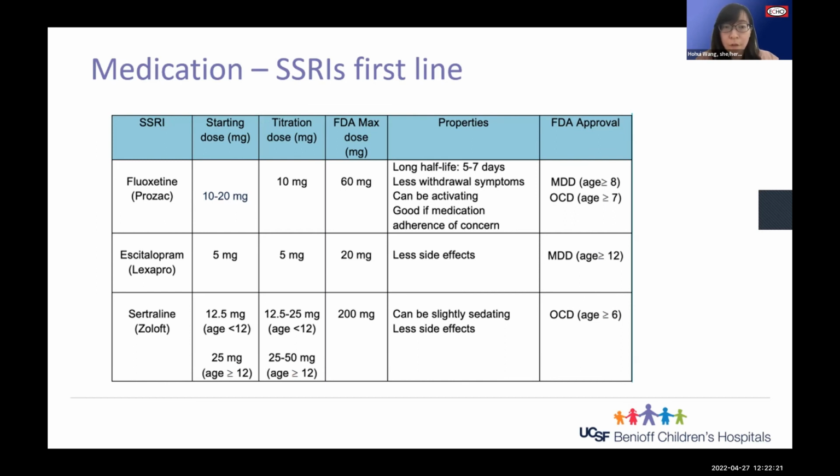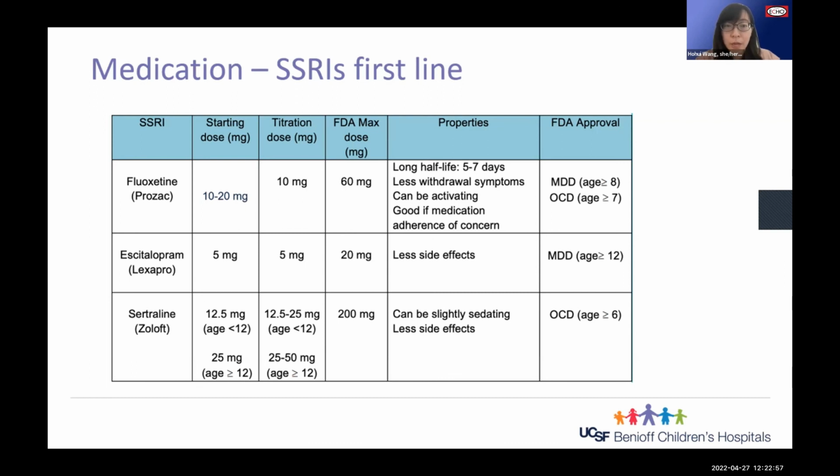Prozac has a longer half-life, so it's a really good choice when the patient has poor medication compliance, because if they miss the medication 2 or 3 days in a week, the medication is still largely staying in the system. There also tends to be fewer withdrawal symptoms, which is why it's a better choice for patients with poor compliance. It can be more activating, so patients can feel more jittery, restless, or even have increased anxiety in the first 2 weeks or when the dose is titrated.